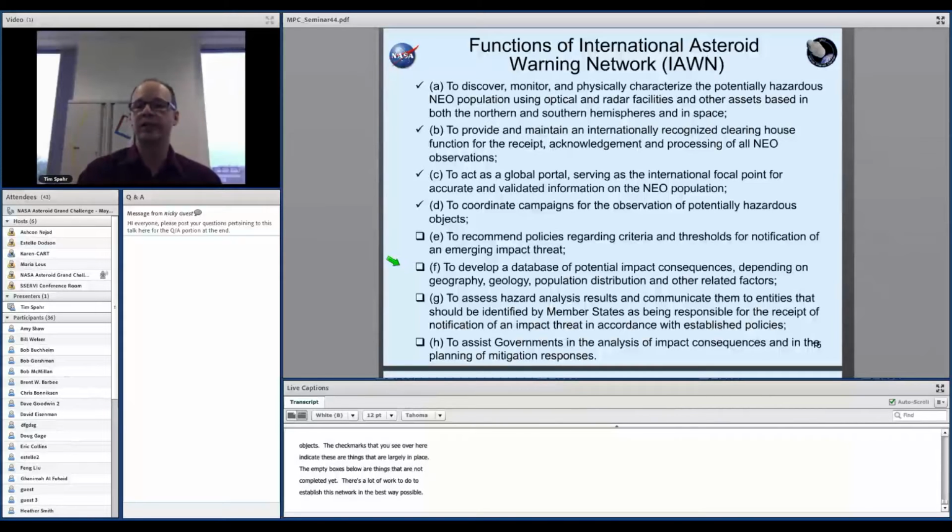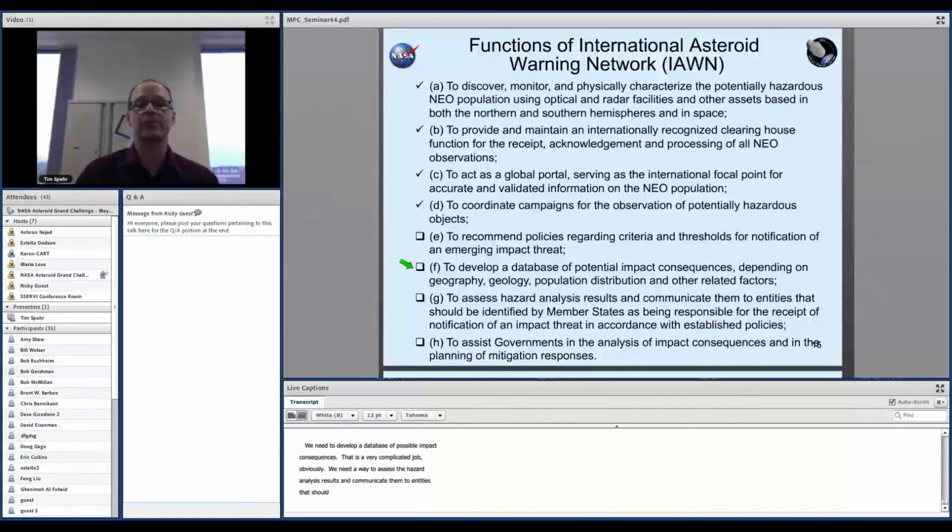We need to recommend policies and criteria regarding thresholds for notification of an impact threat. Obviously, communication is critically important. We need to develop a database of possible impact consequences. That is a very complicated job, obviously. We need a way to assess the hazard analysis results and communicate them to entities that should be identified. Again, imagine how difficult some of this stuff is. And there would be a way to assist governments in the analysis of impact consequences and the planning of mitigation responses.